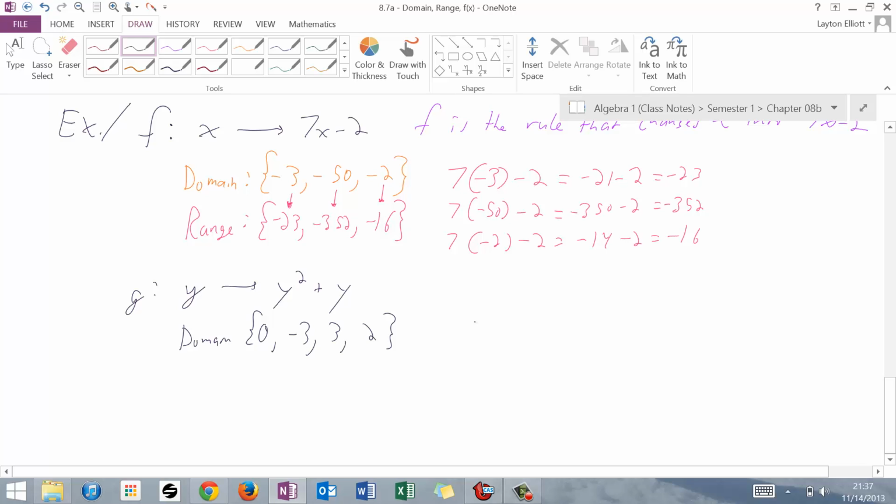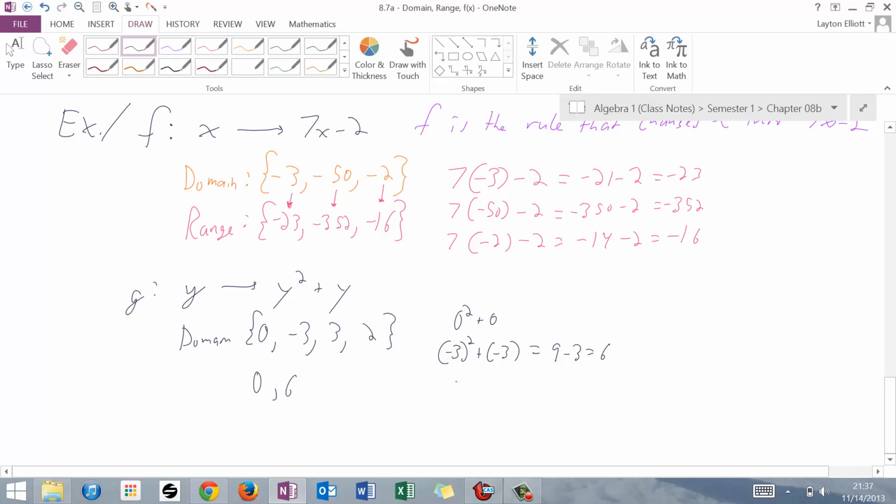Okay, so off here I'm going to do the work. I'm going to go 0 squared plus 0, and that would be 0. Then let's go negative 3 squared plus a negative 3. Notice how I put the negative 3 in parentheses to be really careful. That one I might have to do a little work here. Negative 3 squared is 9. 9 minus 3 is 6.